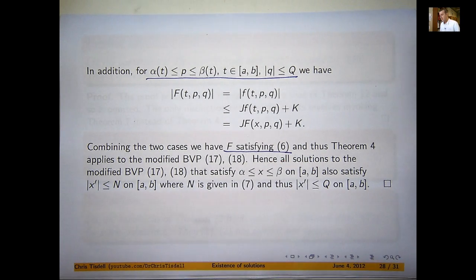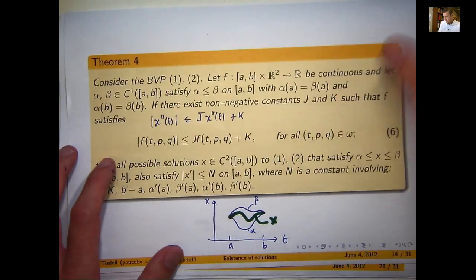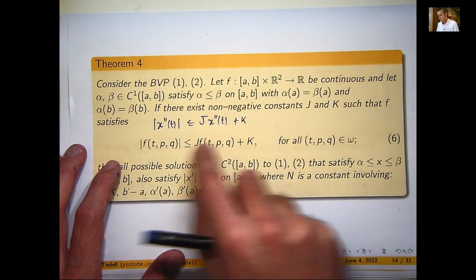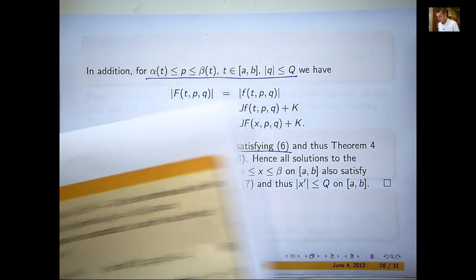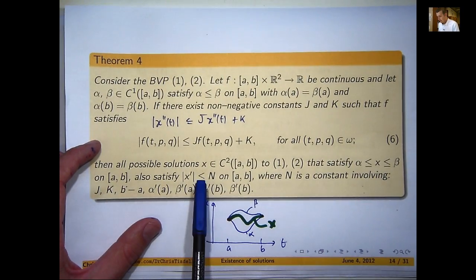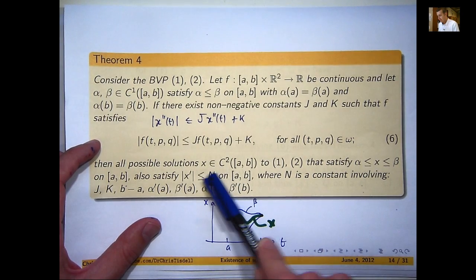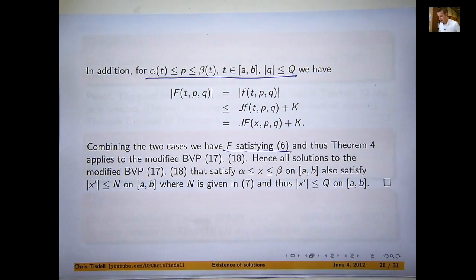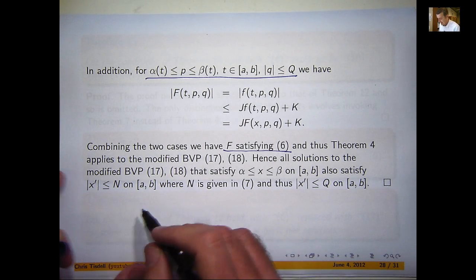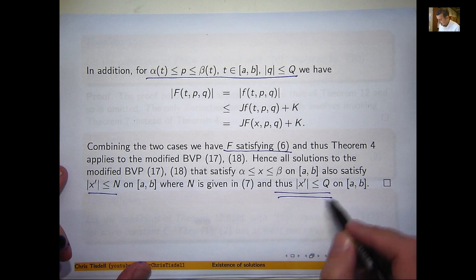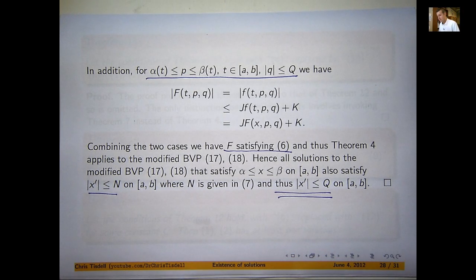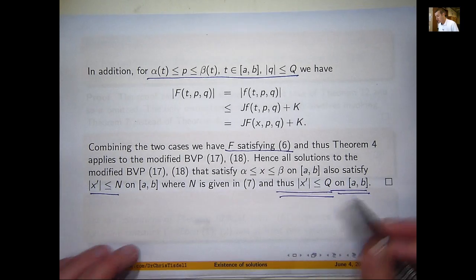So what that means is that theorem 4 holds with little f replaced with big F. And what that means is that the solutions to our modified problem satisfy this a priori bound, and because big Q was chosen to be bigger than n, basically x prime is less than or equal to n, so it's got to be less than or equal to Q on this interval.